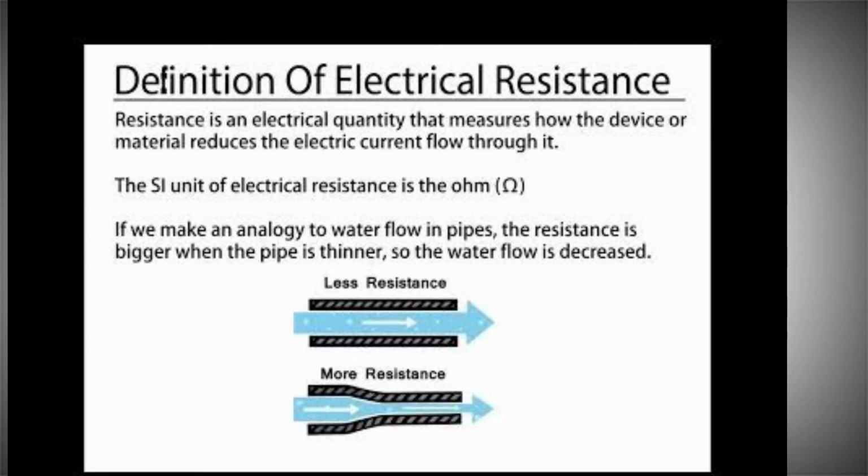It is also an electrical quantity which measures how the device or the material reduces the electric current flow through it. That is, in simple words, it is the opposition of the flow of electrical charges. So the SI unit of resistance is ohm.